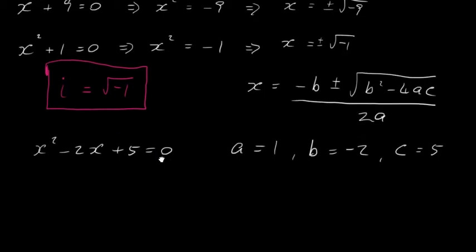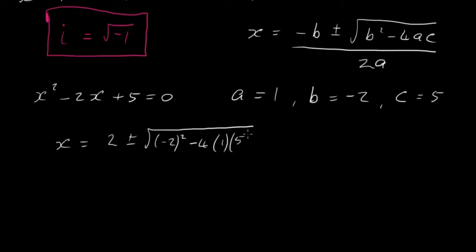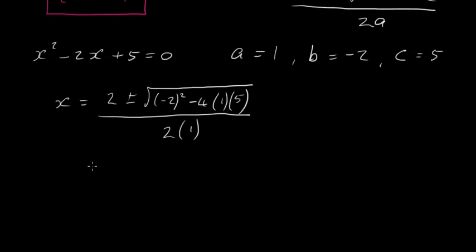So let's just stick that into our formula and see what happens. Well, our x is going to be equal to minus b. Well, b is minus 2, so this part here is going to be 2, plus or minus the square root of b squared, so that's minus 2 squared, minus 4 times a, which is 1, and c, which is 5. All of that is going to be over twice a, which is 1. So this is what we've got to work out here. So let's see if we can work this out. So we've got 2 plus or minus the square root of minus 2 squared, which is just going to give us 4.